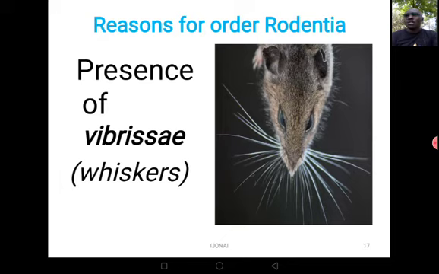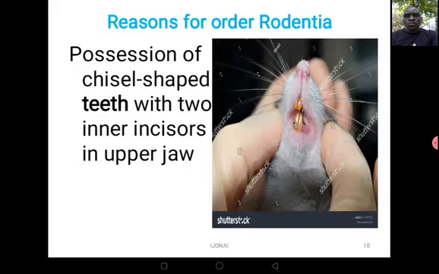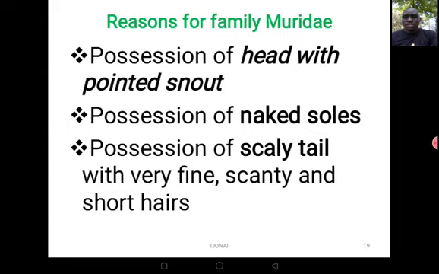It's not only the rats that have them, but all the rodents have them. However, other cat family members also have them, but this characteristic is majorly adopted as a characteristic of order Rodentia. So for you to belong to order Rodentia, you must have that feature of the teeth and also the whiskers at the same time. And then we have possession of the chisel-shaped teeth, as you can see there, with the two inner incisors on the upper jaw, very sharp and very nice teeth.